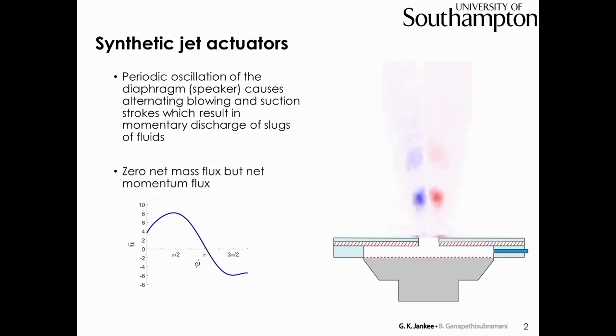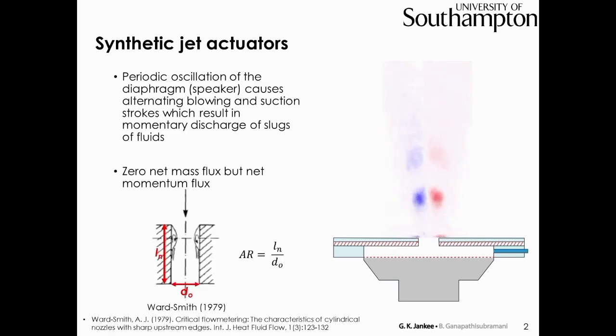One of the characteristics of synthetic jet actuators is that they have zero net mass flux, because the mass of fluid which is ejected and ingested is the same. However, we have a net momentum flux, because blowing occurs in one direction only, whereas during the suction stroke, the fluid is ingested from all directions around the orifice. In this specific study, we look at high aspect ratio orifices.